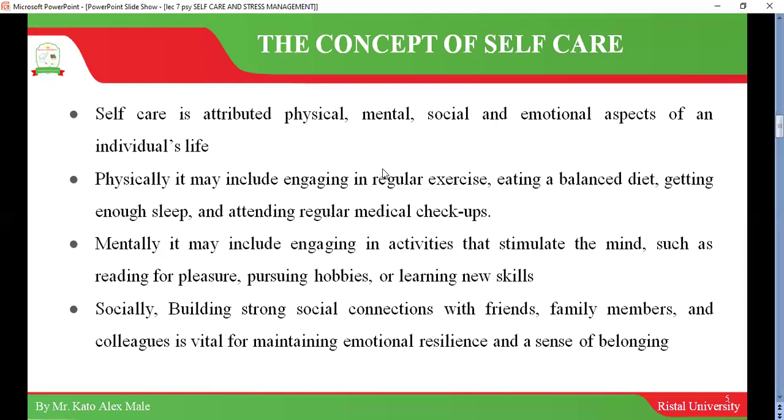Then socially, you try to build strong social connections with friends, family members, and colleagues. This is vital for maintaining emotional resilience and a sense of belonging. Remember, especially individuals, once they become victims of a certain condition, they tend to develop antisocial behaviors. They tend not to socialize with colleagues, neither families nor friends. And one of the aspects under this concept is building stronger social connections.